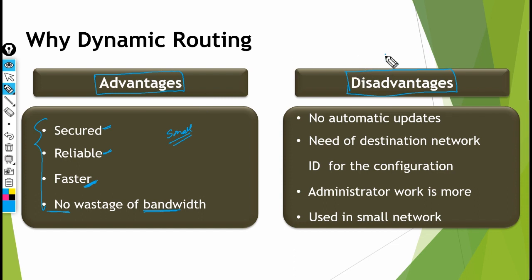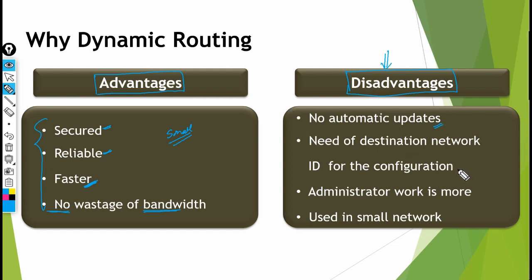Talking about the disadvantages now, very common. As we have discussed, in static routing there is no automatic update. Make sure in static routing there is no automatic update. It means if any network is added, or any router is going down or coming up, there is no automatic update for the same. Manually you need to add or remove that.